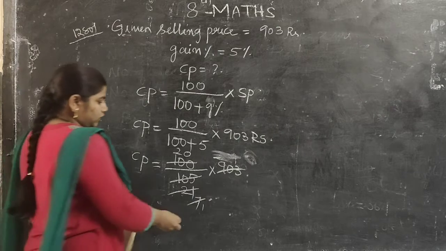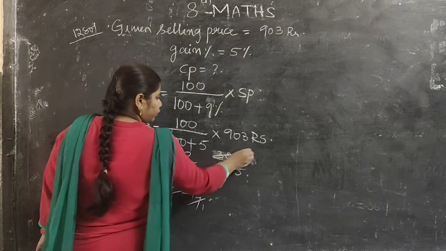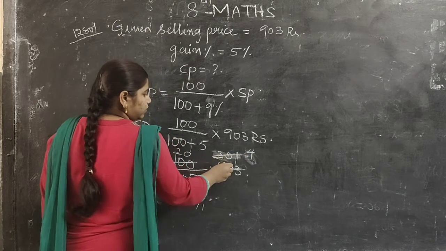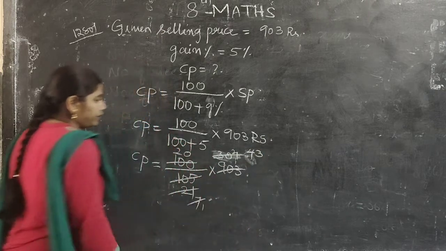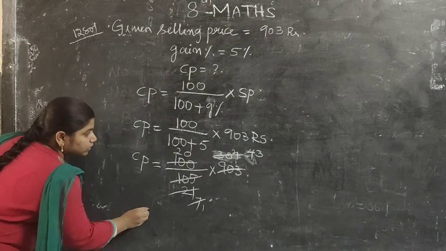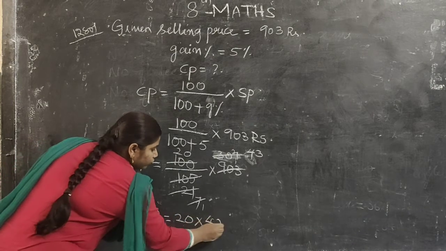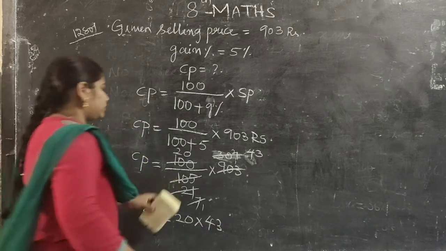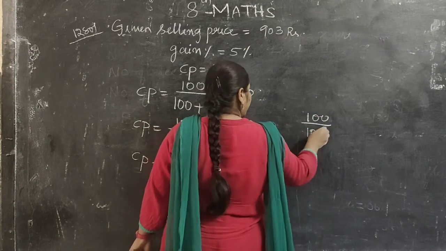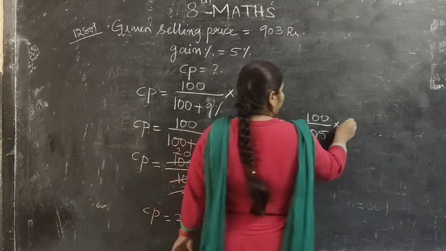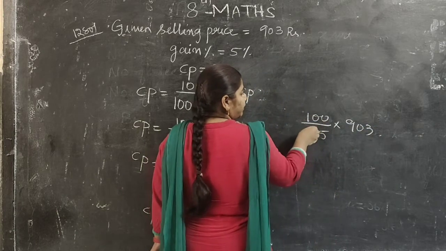7 table. 7 fours are 28, 2, 7 threes are 21. So what is the CP value here? CP is equal to 20 into 43. Multiply these two. Once again you see this cancellation: 100 by 105 into 903.